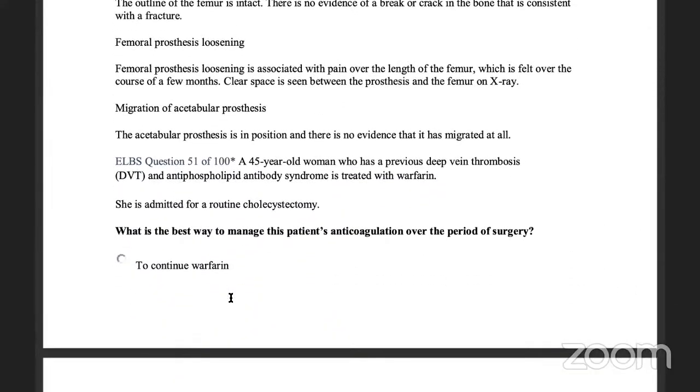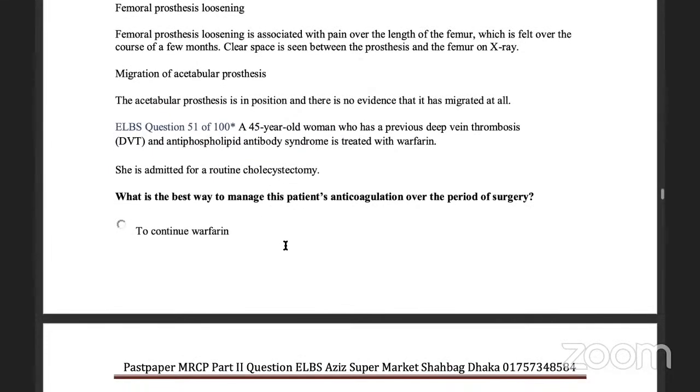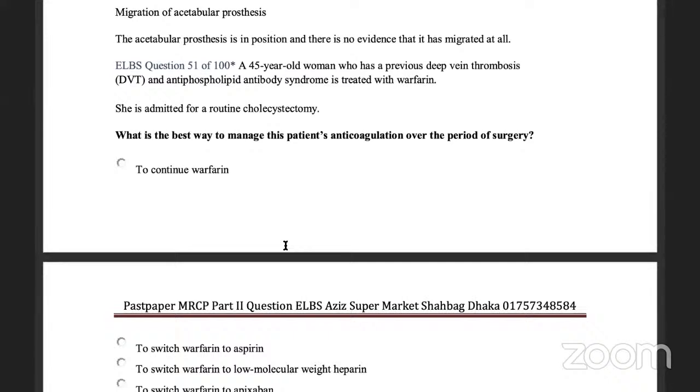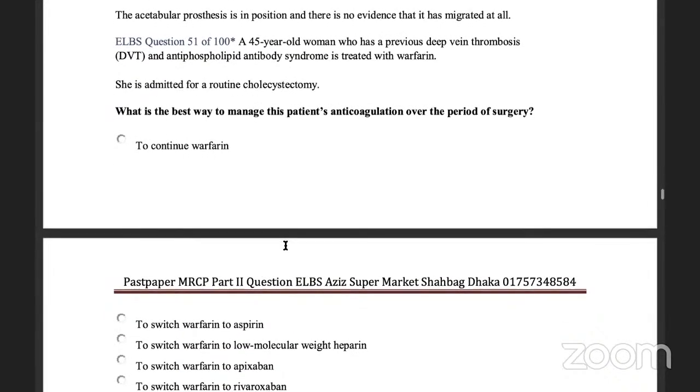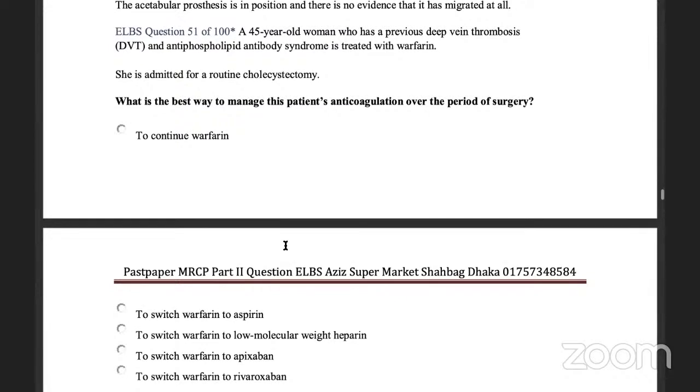What is the best way to manage this patient's anticoagulation over the period of surgery? A 45-year-old patient taking warfarin, we are going to surgery. Antiphospholipid syndrome is treated with warfarin. So, admitted for routine cholecystectomy. What is the best way to manage this anticoagulation? Continue warfarin, switch warfarin to aspirin, low molecular weight heparin, switch warfarin to apixaban, switch warfarin to rivaroxaban. LMWH, not unfractionated.